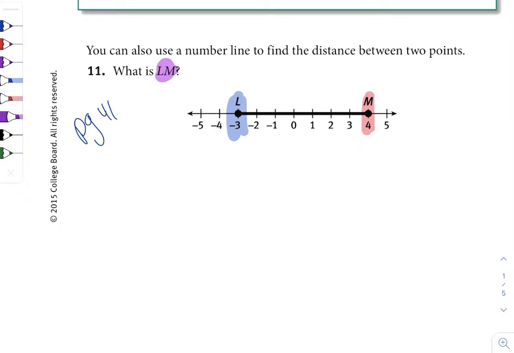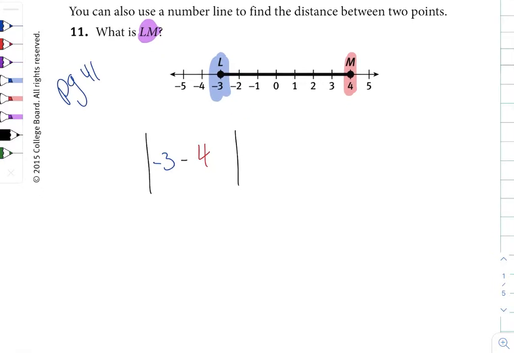Remember, when there's no line above the letters, that means we're finding the actual length of that line segment, not the line segment itself. So when you are finding the length of a line segment that is on a number line, what you need to do is take the absolute value of the difference of those two numbers. So you subtract the two numbers. L is -3 minus M, which is 4. You subtract those two numbers and take the absolute value of them. So -3 minus 4 is -7. The absolute value of -7 is +7.